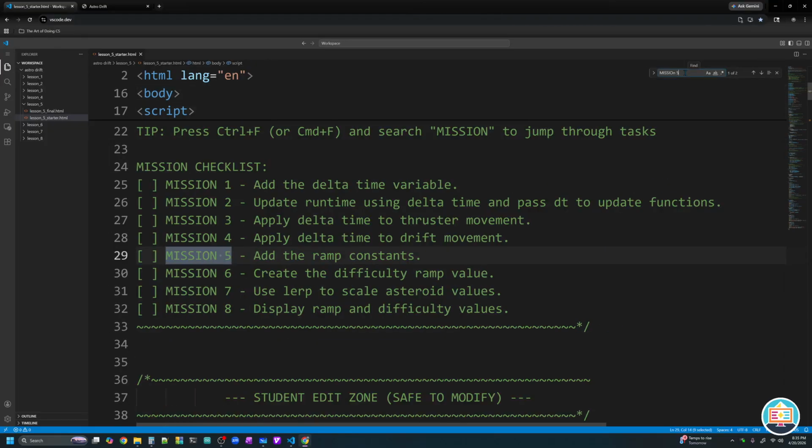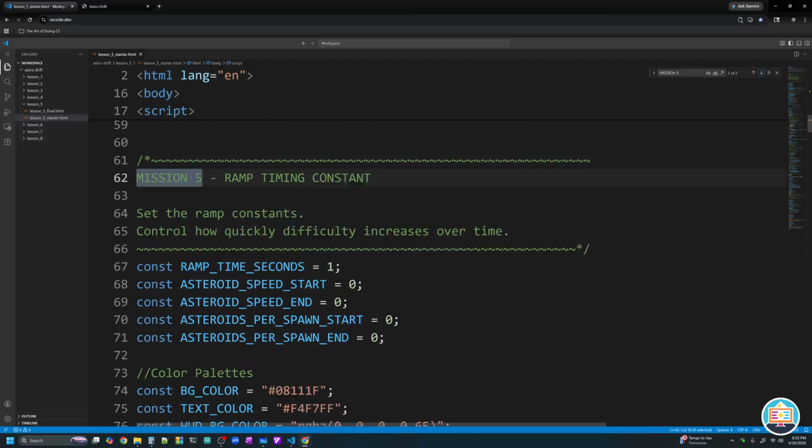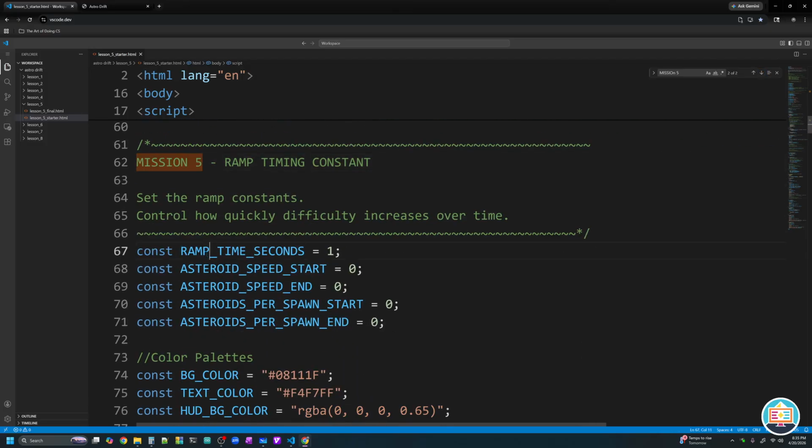Mission number 5 says we are going to add the ramp constants. So we said once we defined time and we had time, we were going to scale the difficulty of our game the longer we played our game. So as time goes on, our game should get more and more difficult. So this ramp system, we'll start by defining constants for the ramp system. So first we have this variable called ramp time seconds.